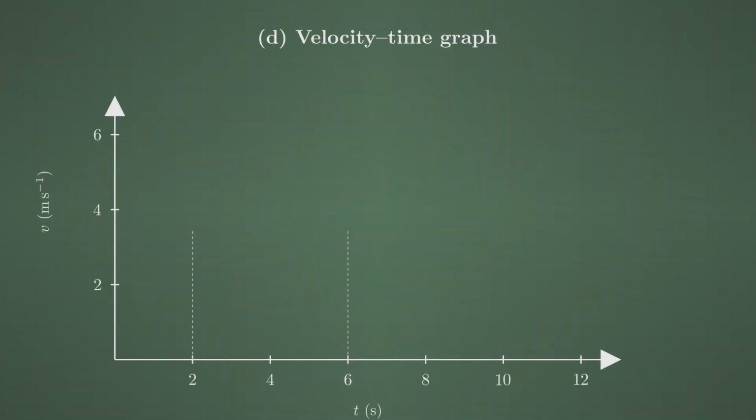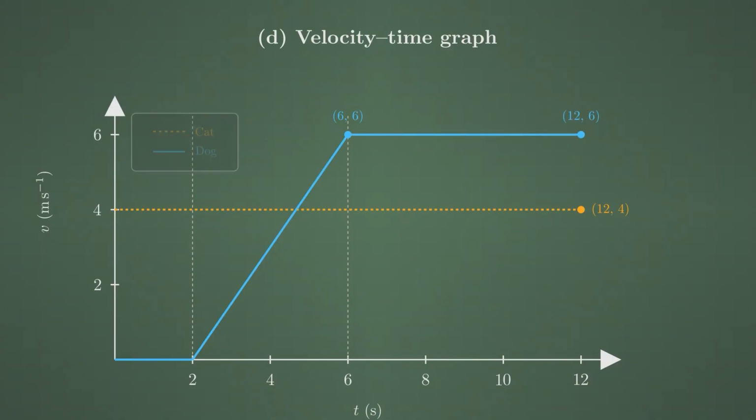And when we do that, we get something like this. As you can see, the cat's velocity is just a straight horizontal line, ending at 12.4. Meanwhile, the dog follows a slightly different trajectory. We've got a straight horizontal line from 0 to 2, then we've got a constant acceleration from 2 to 6 seconds, and then a constant velocity from 6 to 12 seconds.